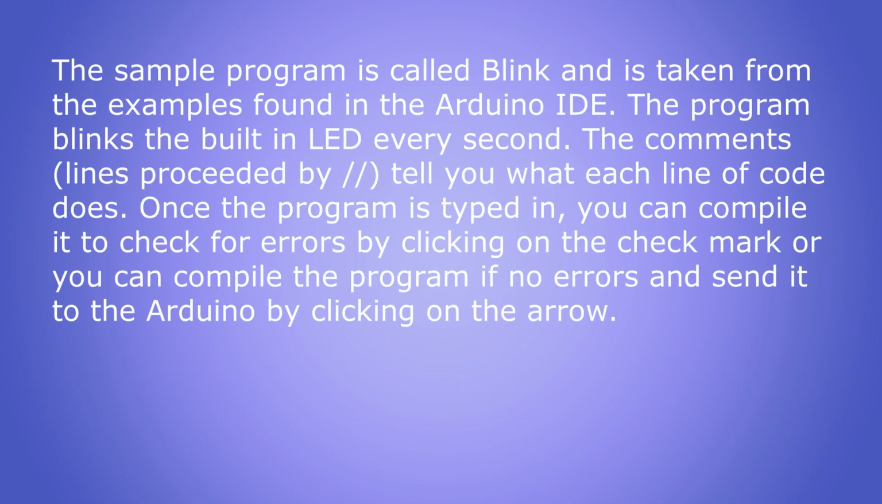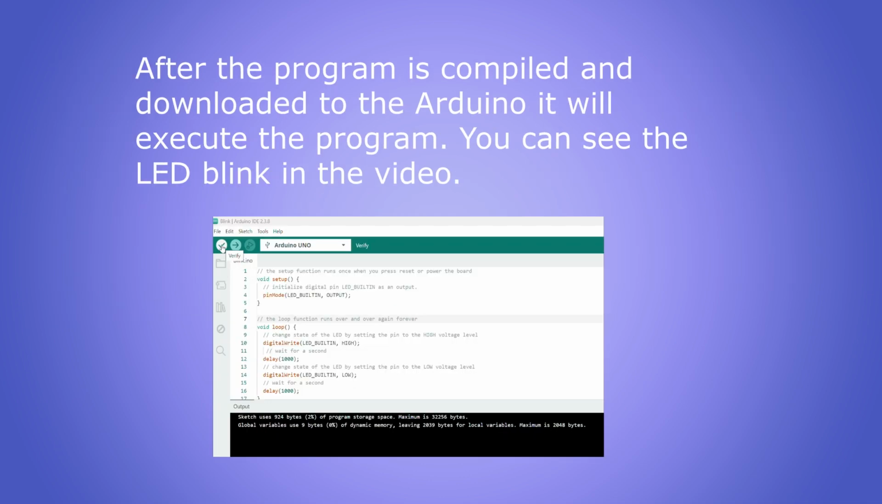The sample program is called Blink and is taken from the examples found in the Arduino IDE. The program blinks the built-in LED every second. The comments, lines preceded by //, tell you what each line of code does. Once the program is typed in, you can compile it to check for errors by clicking on the check mark, or you can compile the program, if no errors, and send it to the Arduino by clicking on the arrow.